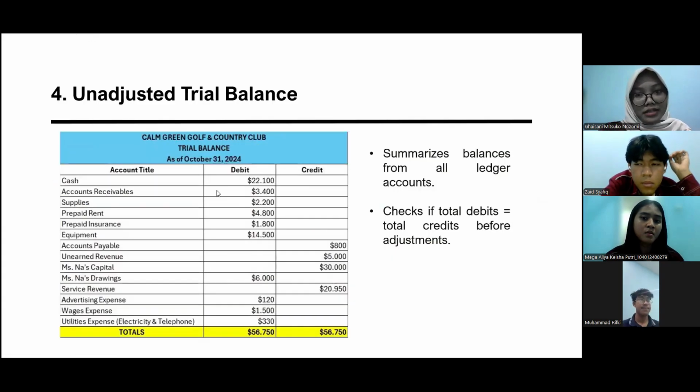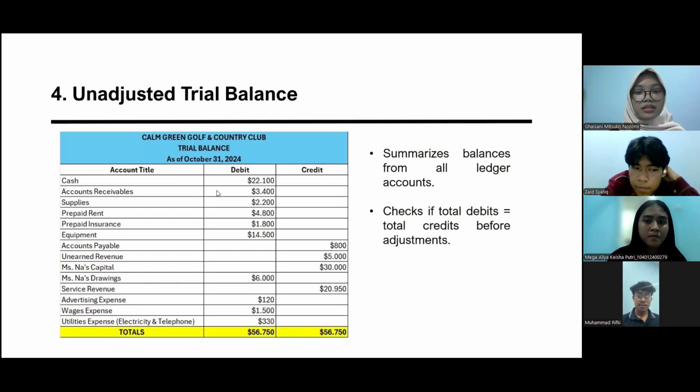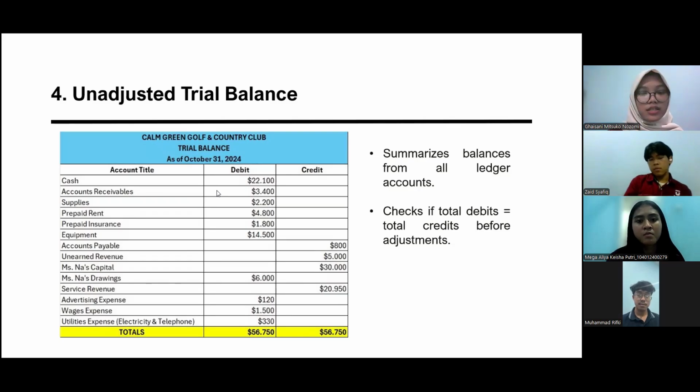Fourth is an adjusted trial balance. The first step is to create a trial balance by moving the balances contained in the ledger to ensure that the total debits and credits are balanced and transparent. The trial balance that has been made does not yet reflect the actual financial condition at the end of the period. Therefore, an adjusting journal is required to record unrecorded or incomplete transactions.